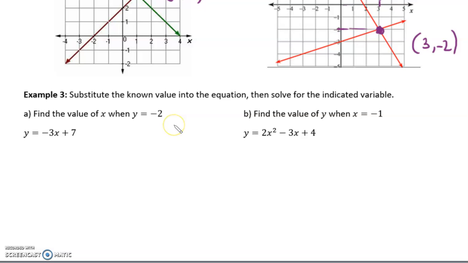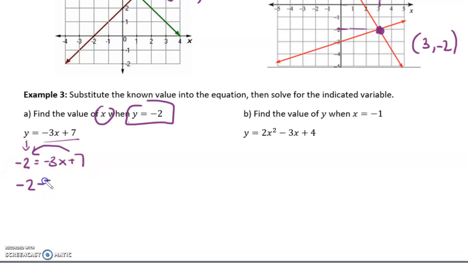Okay, example 3, substitute the known value into the equation, then solve for the indicated variable. Okay, so we're going to find the value of x when we sub in y equals -2. So we take this -2 and exactly where the y is, we sub in -2. And everything else, we just bring down and copy it out. And now all we have to do is rearrange. So I'm going to bring this 7 over, and because it's +7 and it comes over the equal sign, it's going to change to -7.